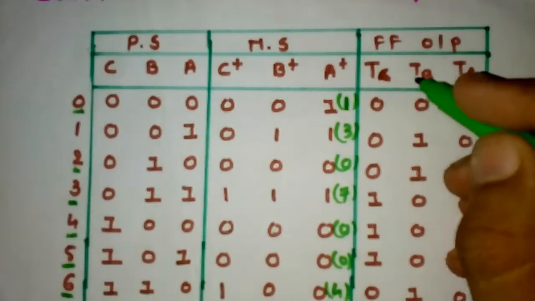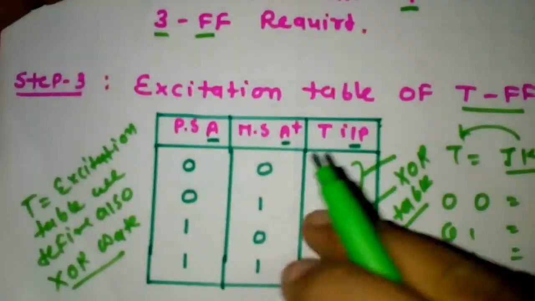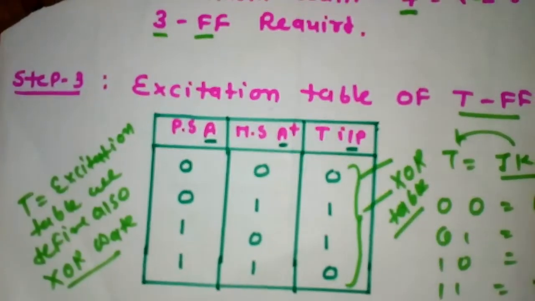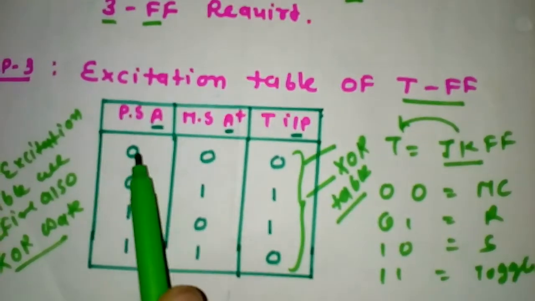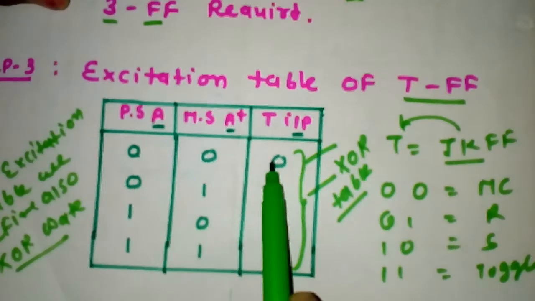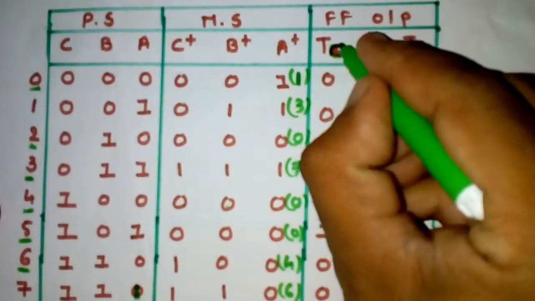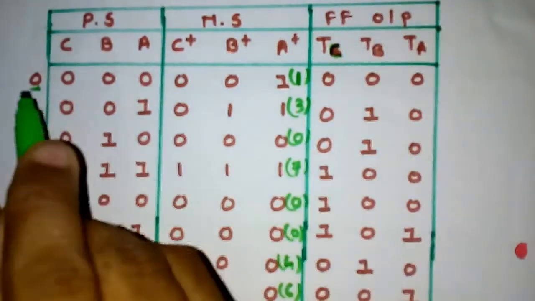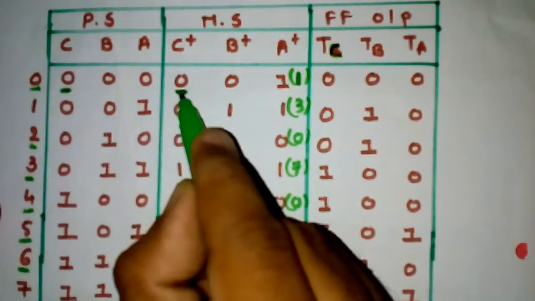Now how to define the T flip-flop outputs? This is defined according to the excitation table of T flip-flops. In the excitation table, if present state is 0 and next state is 0, the output is also 0. First of all we see for TC. Present state is 0. Next state is 0.